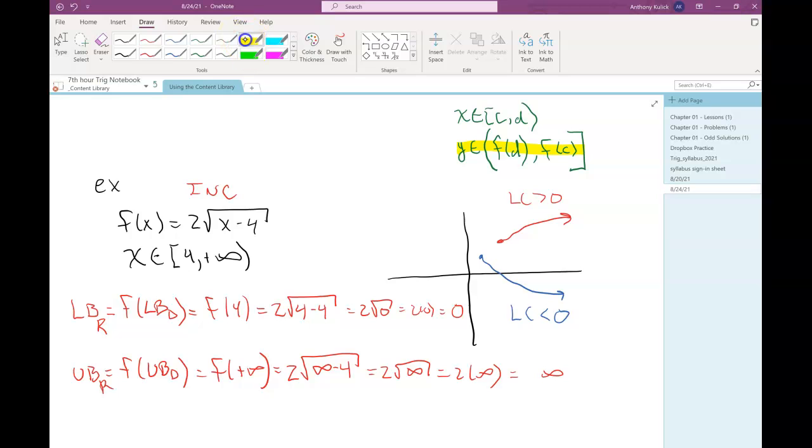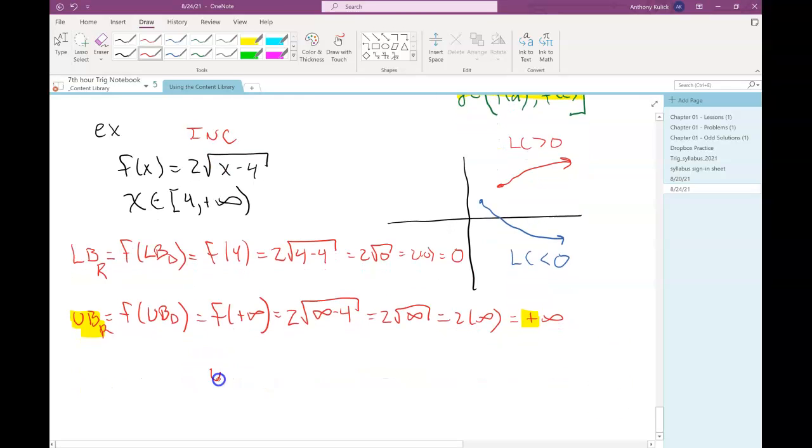Now, I need to figure out the sign on my infinity. Since this is an upper bound, the sign on the infinity must be positive. If it were negative, it wouldn't make any sense because you'd be saying, okay, I go from 0 to negative infinity. Well, there's no numbers in between that are bigger than 0 and less than negative infinity, right? So that's like a little self-check. So what we'd say is then y is a member of this interval from 0 to positive infinity.